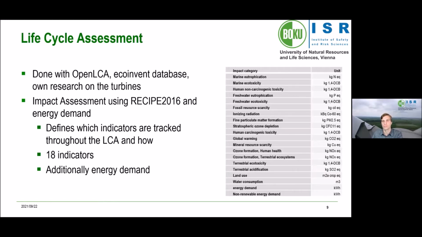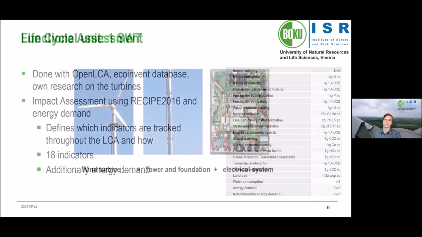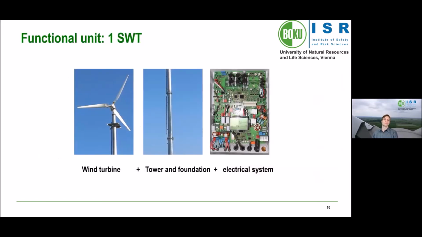And the object of our interest is one wind turbine, of course, which we divided into 3 subsystems. One being the actual turbine, so the rotor, hub, generator, cabling there. Then we have the tower and foundation, and the electrical system. So with these subunits, we can define our system boundaries.